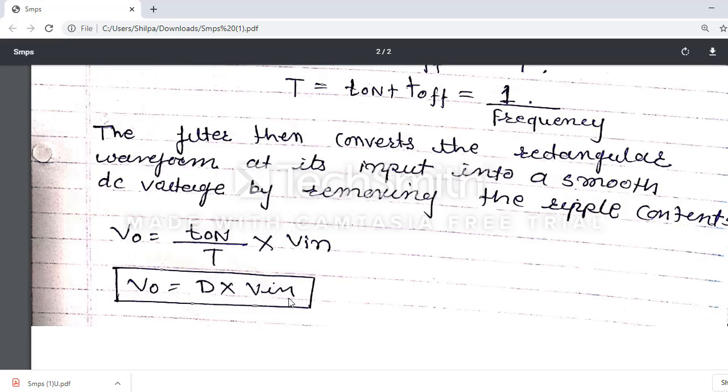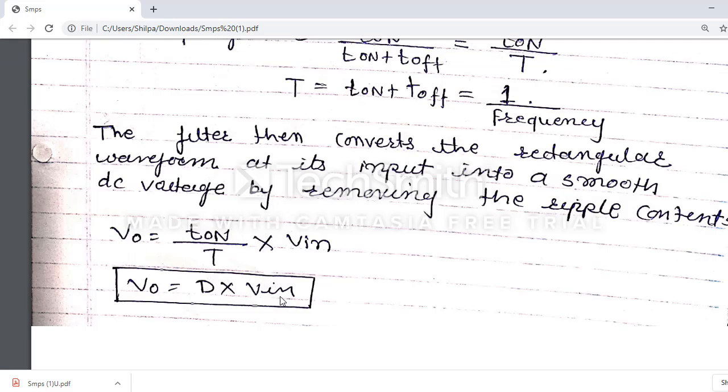Thus the average output voltage is dependent on duty cycle D, and the average output voltage will increase with increase in the value of duty cycle. Okay, thank you.